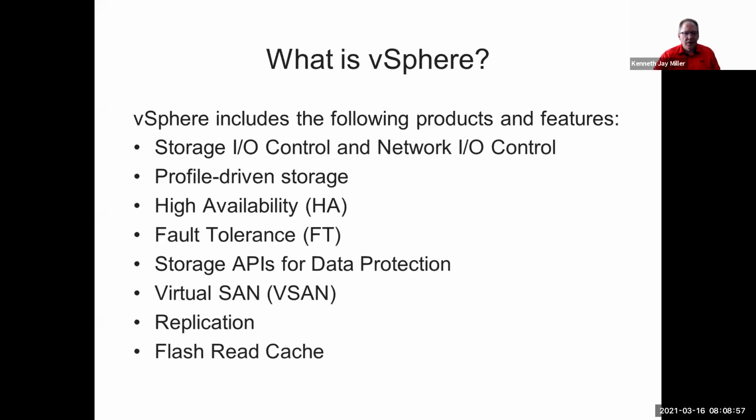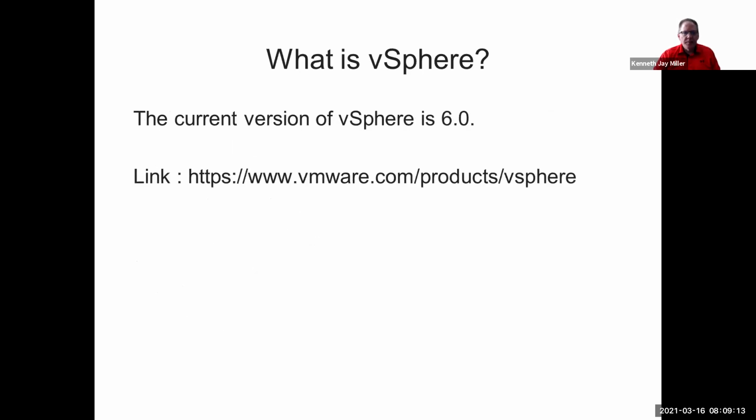So, there are all these other features here: storage input output, profile driven storage, high availability, fault tolerance, storage APIs, virtual SANs, replication, and then the flash read cache. So there are many versions of vSphere. This slide needs to be changed. It's actually 7.0 that is the latest version.